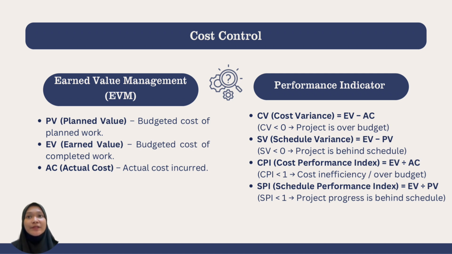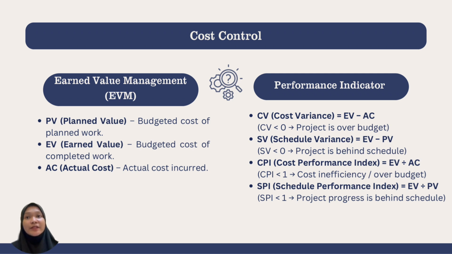There are three main metrics used in EVM. Planned value, PV, which represents the budget cost of the work that was planned. Earned value, EV, which represents the budget cost of the work that has actually been completed. Actual cost, AC, which is the real amount of money spent on the project. Using these values, we calculate several performance indicators. First, cost variance, or CV, which is EV minus AC. If the result is negative, it means the project is spending more money than planned and is over budget.